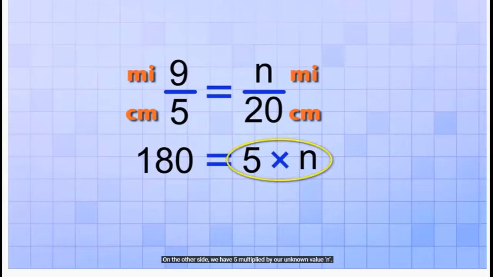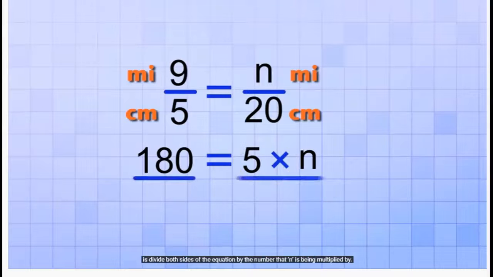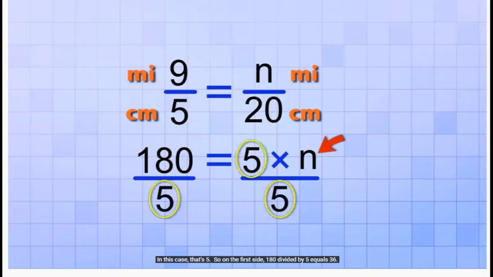On the other side, we have 5 multiplied by our unknown value, n. We can't multiply that, but we don't need to. Instead, we want to get the n all by itself. How do we do that? Well, we can't just ignore the 5 like we ignored the 1 in the last problem. Instead, to get the n by itself, all we have to do is divide both sides of the equation by the number that n's being multiplied by. In this case, that's 5.